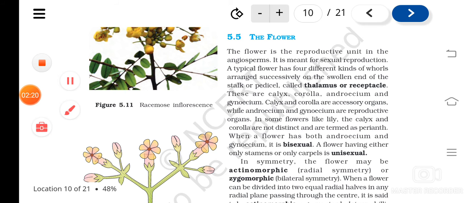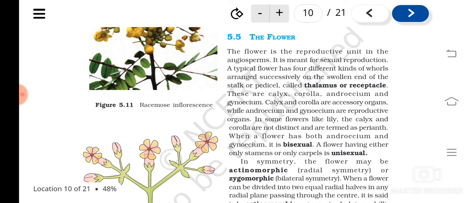So what are the four whorls? Calyx, corolla, androecium and gynoecium. Calyx and corolla are accessory organs. They are not involved directly in the reproduction. So they are also known as non-essential parts of the flower. And androecium and gynoecium are directly involved in the reproduction process, isn't it? So they are known as essential parts.